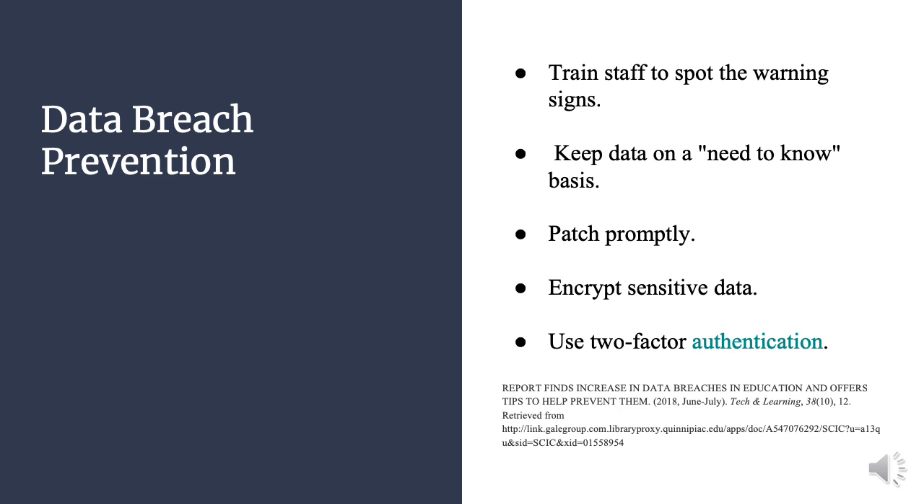Additional ways that a data breach can be prevented are: train staff to spot the warning signs, keep data on a need-to-know basis, patch promptly, encrypt sensitive data, and use two-factor authentication. Finally, all hospitals and companies using EMR should have a disaster recovery plan in the event that there is a data breach.